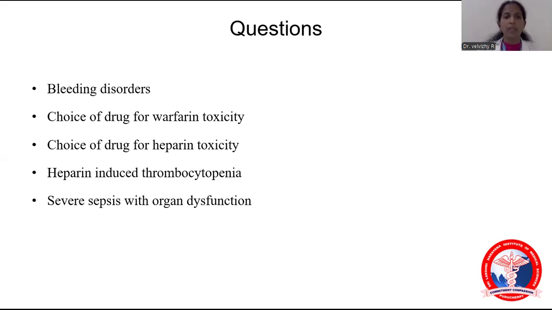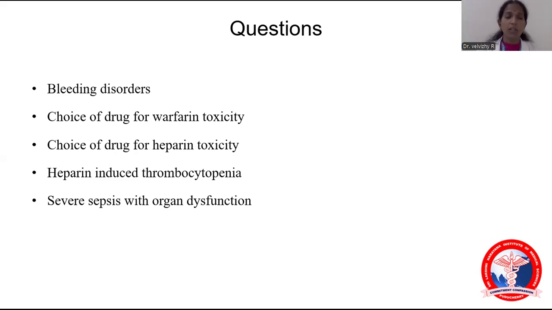For heparin, the main action is that it enhances the action of antithrombin 3. By enhancing antithrombin 3, it inhibits factors 2, 9, 10, 11 and 12. Whereas low molecular weight heparin will inhibit only factor 10A. So that is the main difference.